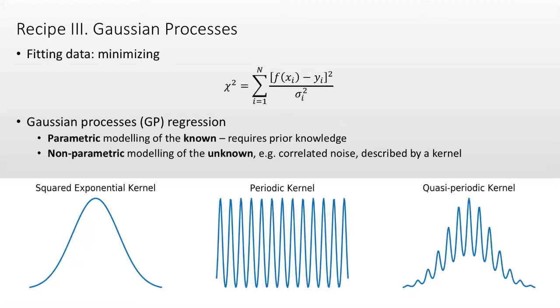So we have several kinds of kernels. These are just a few examples. We have the squared exponential kernel, which means that if two observations are closer to each other, then they are more correlated. And we have the periodic kernel, which means that if two observations are at multiples of a period, then they are more correlated. And of course, we have the quasi-periodic kernel, which is just a multiplication of these two.